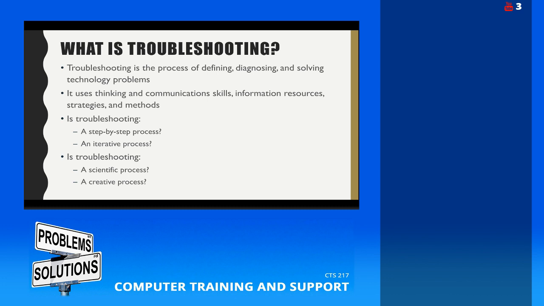We're following a step-by-step process to try to solve a problem. But sometimes as we're following that process, some new information is revealed to us. And that new information causes us to iterate over our step-by-step process and try new things and try different things.